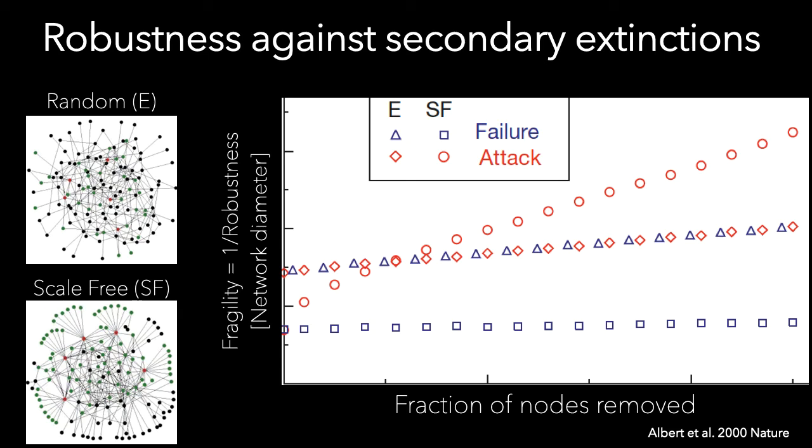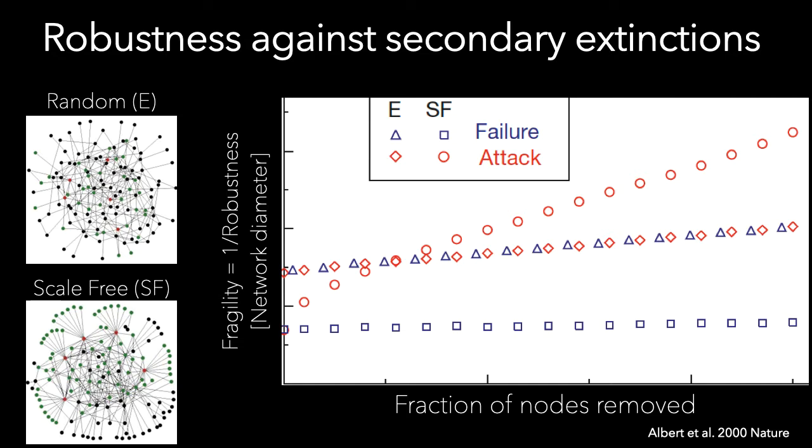Let's see now the robustness against secondary extinctions in food webs. On the right, we have a plot indicating a classic way of understanding network robustness. On the x-axis, we have the fraction of nodes removed from the web, which is, in our case, the number of species that went primarily extinct.